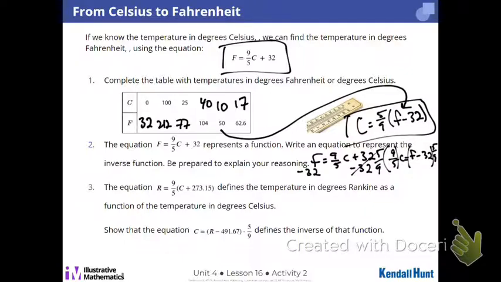So now this function down here, this Rankine, I think I'm saying it right. This one gets a little funky. There's actually 2 equivalent equations. I personally wouldn't pump this one out. I would have multiplied both sides by 5/9 first. But to get from here to here, I'm just going to do this real quick. You would distribute. That would give you R equals 9/5 C plus 491.67.